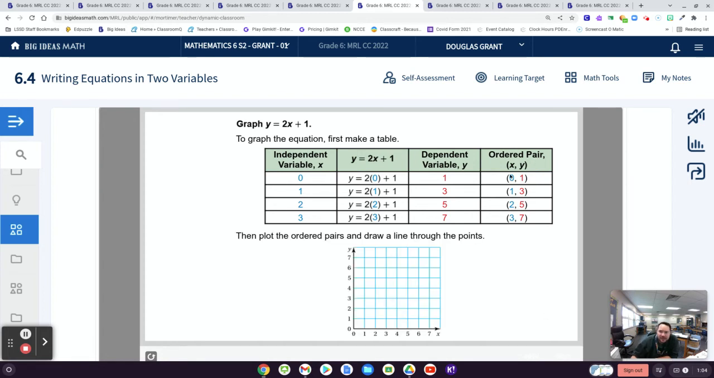on graph paper. So (0, 1), you go up 1, boom, there's a dot. (1, 3), you go over 1 and up 3. For (2, 5), you go over 2 and up 5. (3, 7), you go over 3 and up 7. You get those points there.